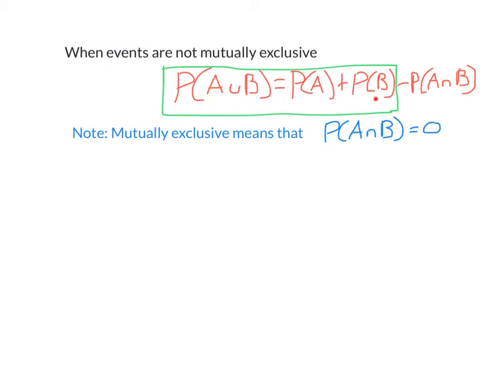So when A and B are mutually exclusive, this is 0, so we just use what we have in the green. But when A and B are not mutually exclusive, you need to also subtract the probability that both happen. So let's look at an example.